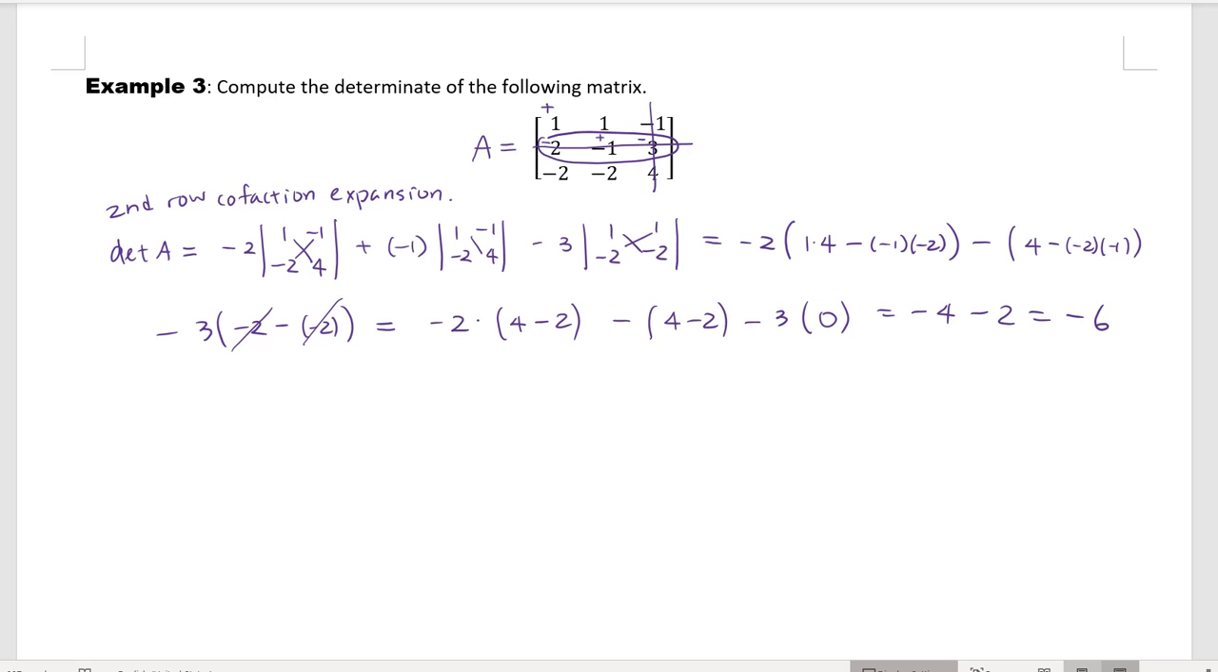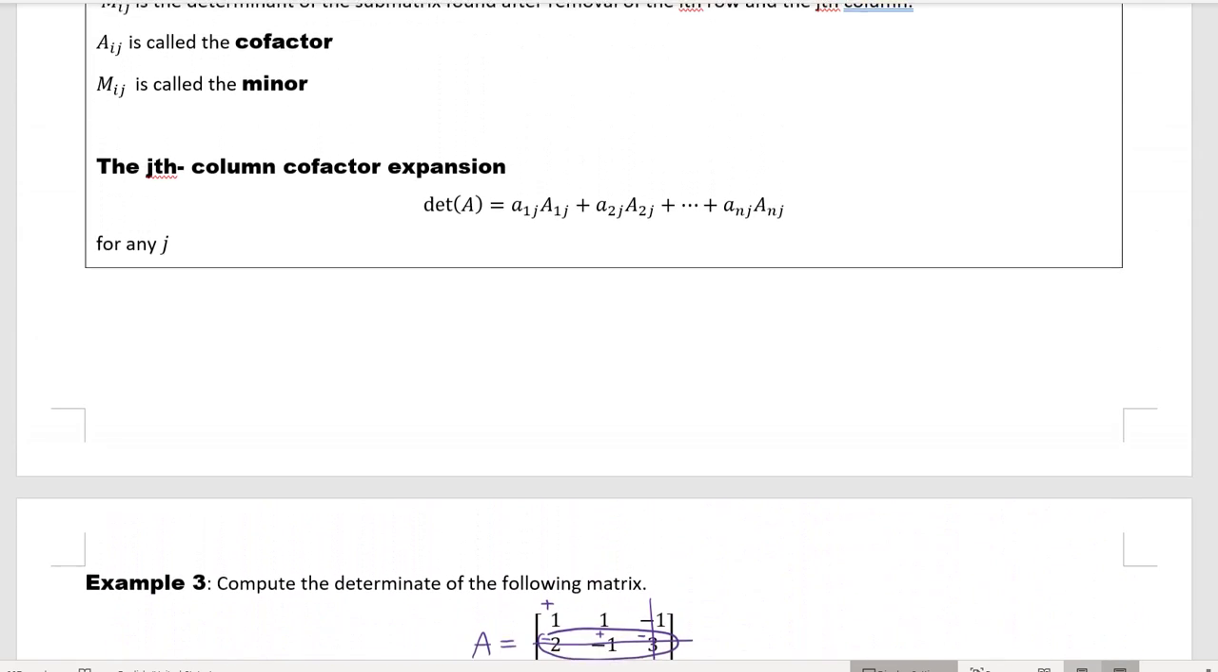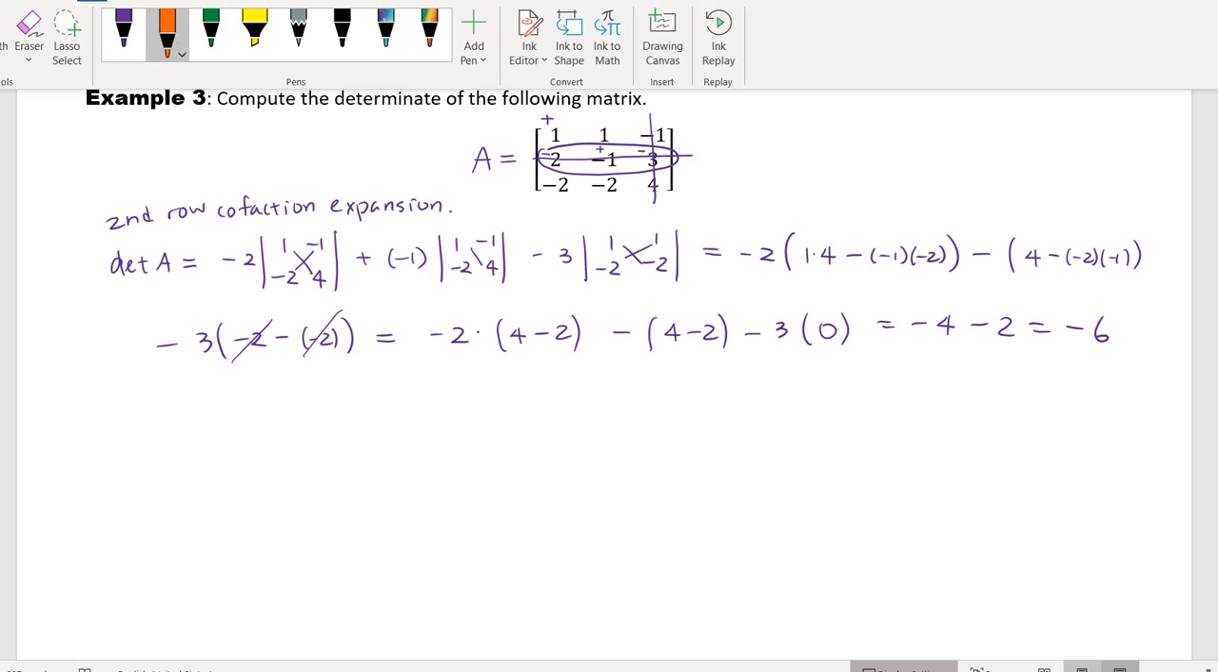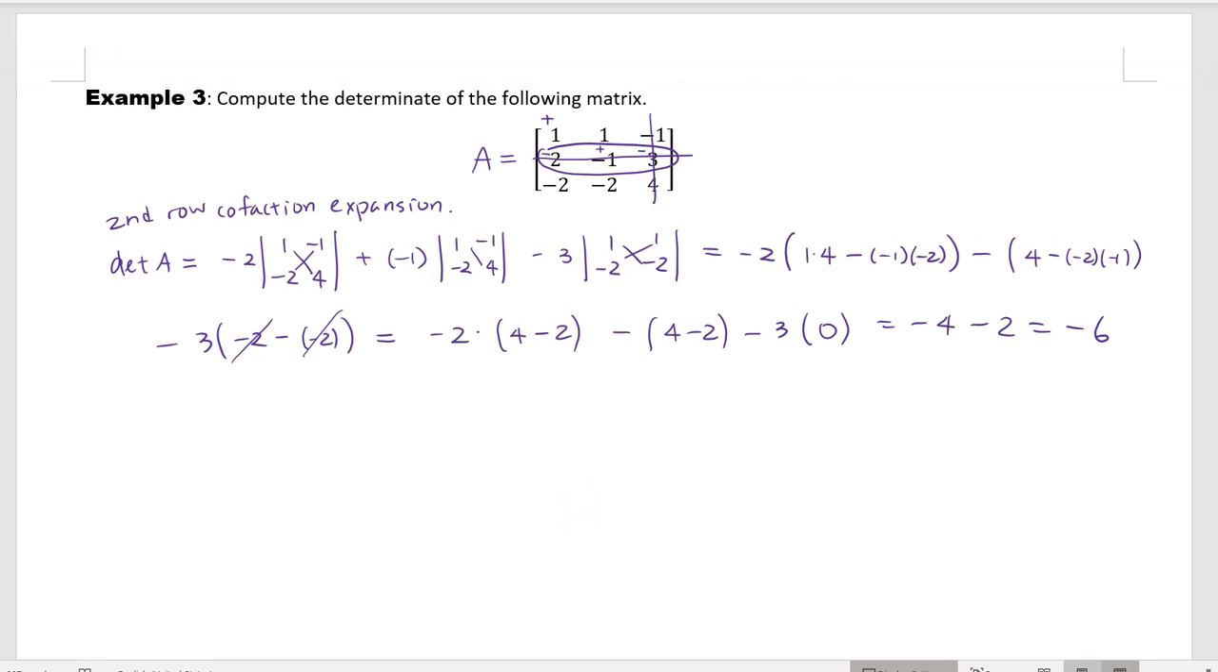Alright, let's continue. Let me use a different color. We pick the second row. Now let's pick a different column. Which column do you like? How about the third column?